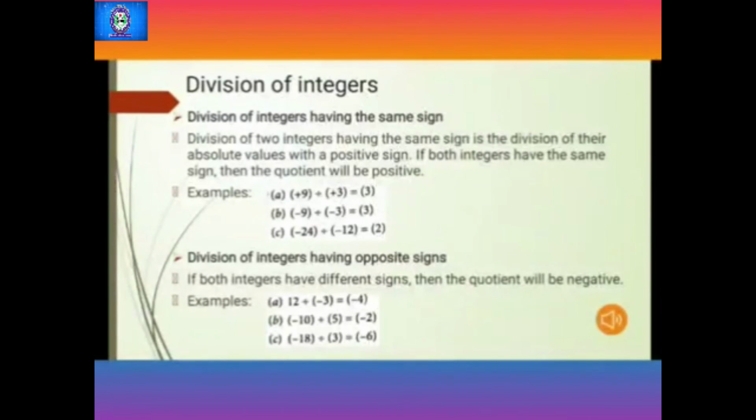If both the integers have different signs, the quotient will be negative. As you can see, 12 divided by minus 3, the answer will be minus 4. Minus 10 divided by 5, the answer will be minus 2. Minus 18 divided by 3, the answer will be minus 6. Dear students, you can easily remember that in division of integers, if integers have the same sign, the quotient is always positive. If integers have opposite signs, the quotient will be negative.